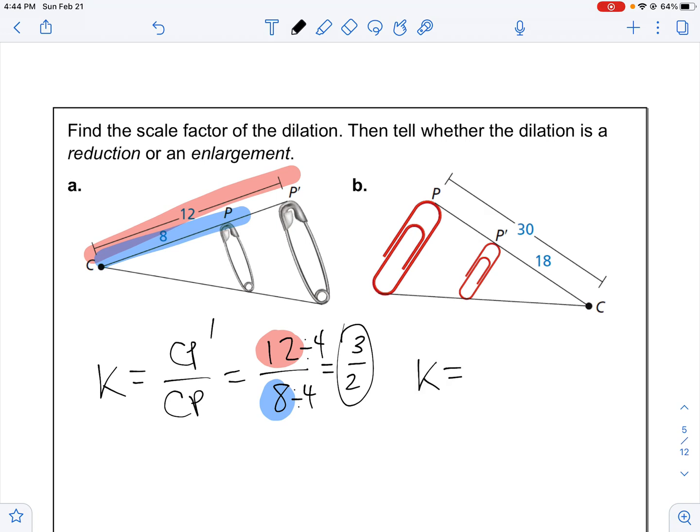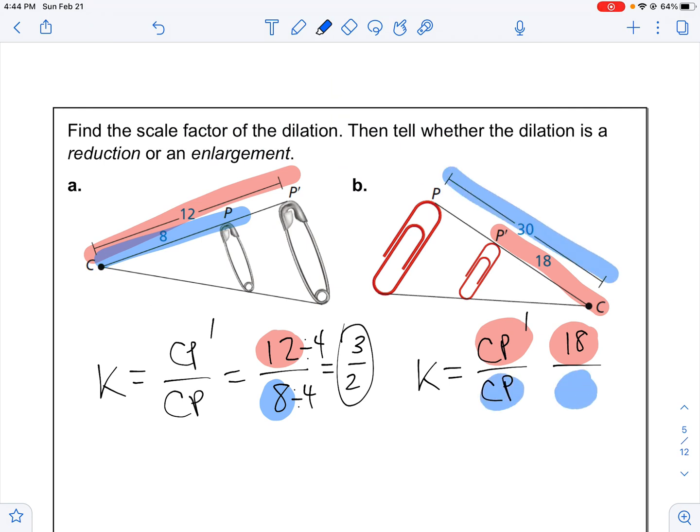Now again, scale factor is CP prime over CP. So let's see, looks like CP prime is 18. And it looks like our CP is 30. And again, we want to reduce this, so I can divide both of these by 6 to give me 3 over 5. Now, these are two separate problems. I probably should have mentioned that before, but anyway, now it wants to know, is it a reduction or enlargement?